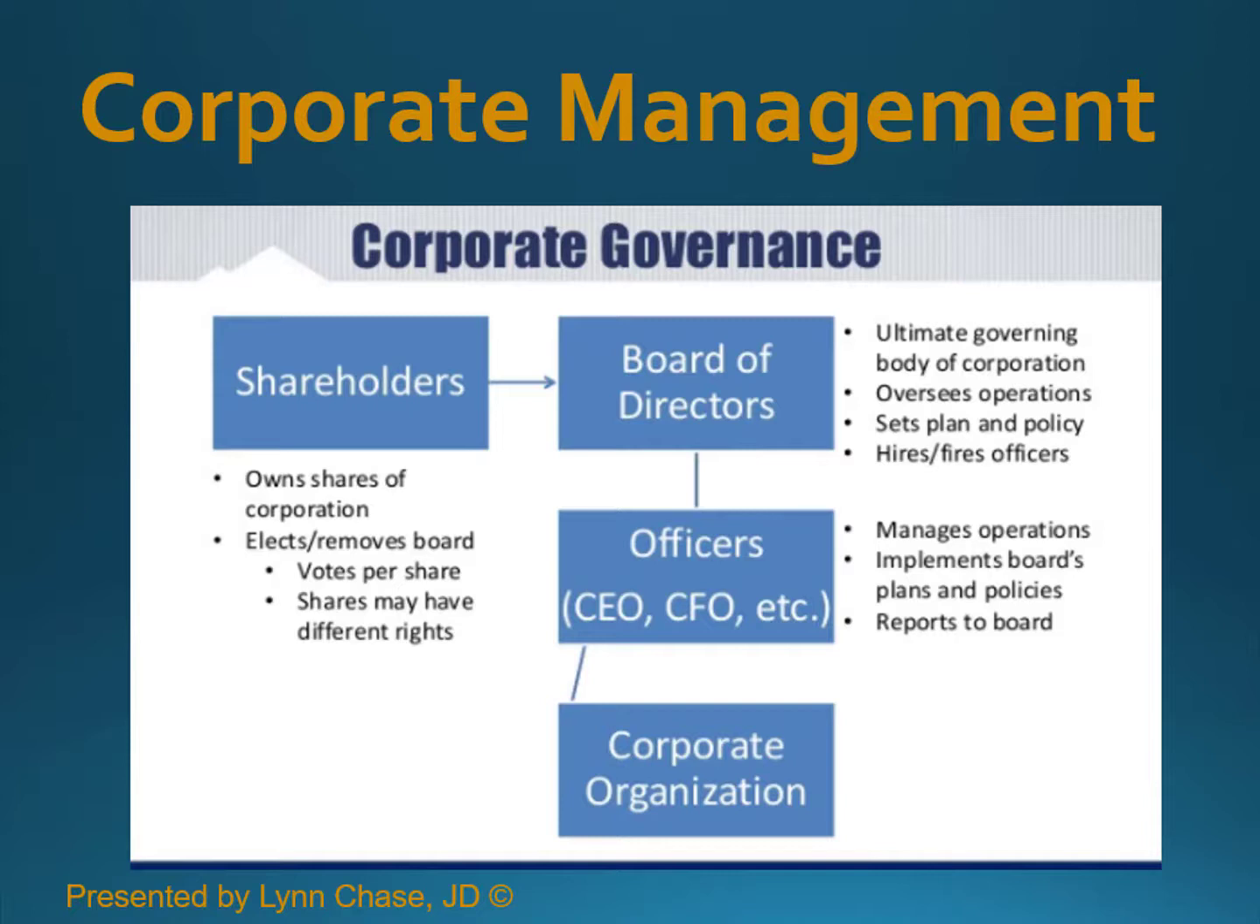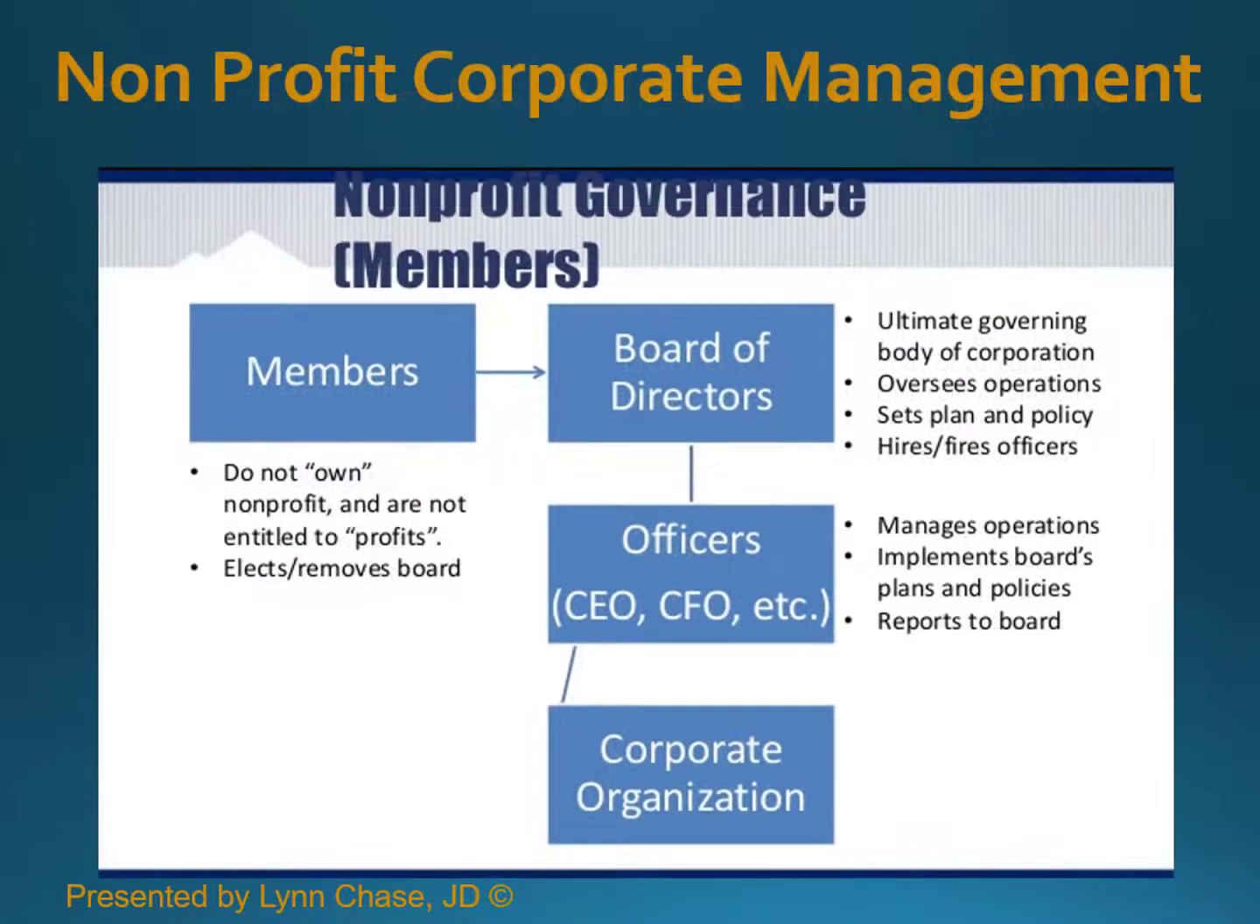You will notice that shareholders elect and can remove members of the board of directors, but the board is ultimately responsible for overseeing the operations of the corporation and setting policy and hiring and firing officers. The officers carry out the directives of the board of directors. Nonprofit corporations have a very similar structure, except there are no owners or shareholders. In the place of shareholders are members of the not-for-profit organization who elect directors.